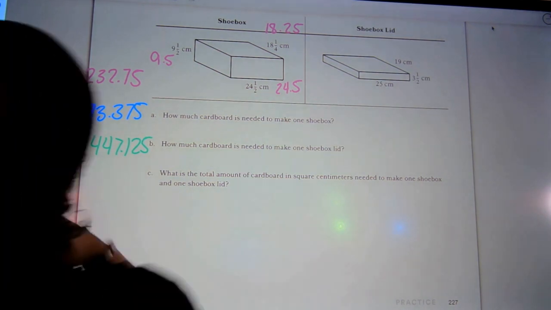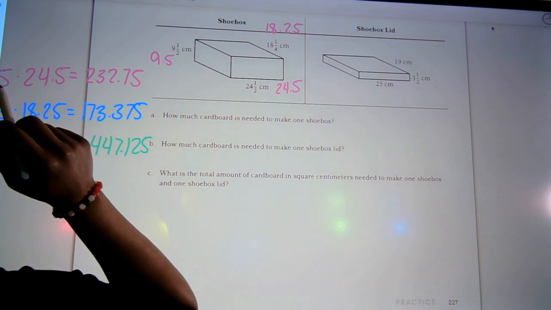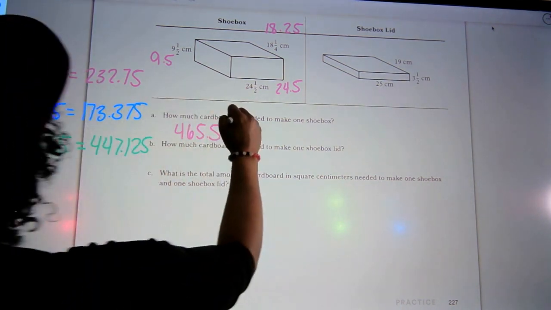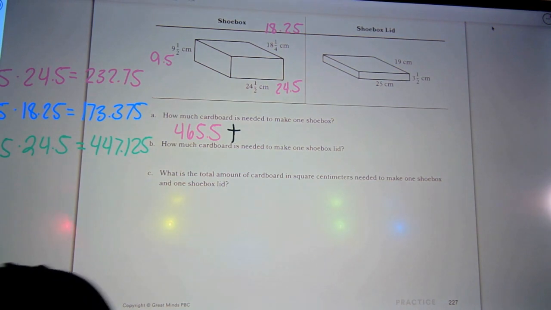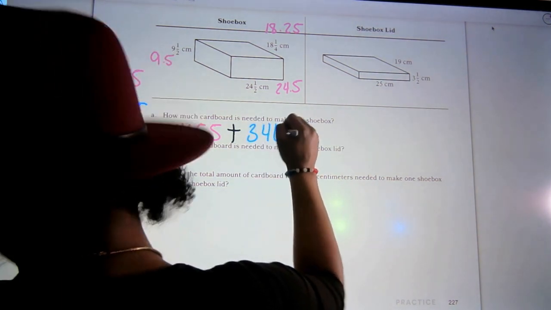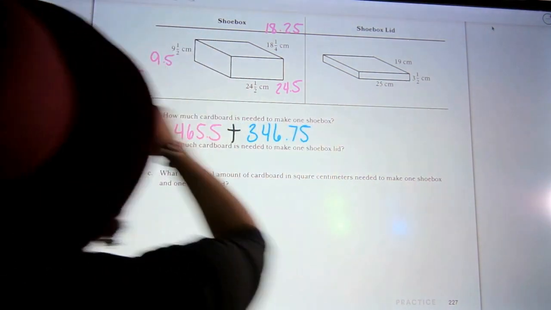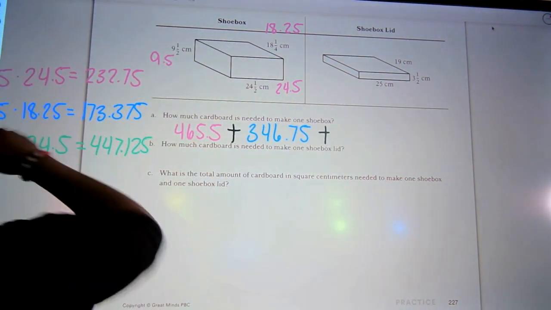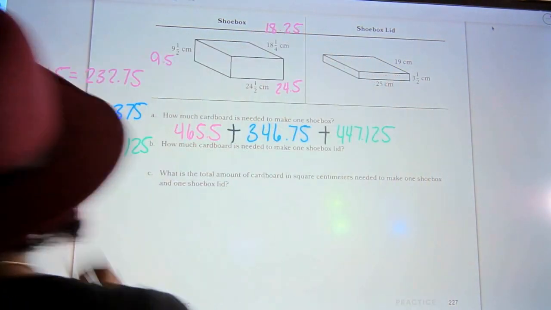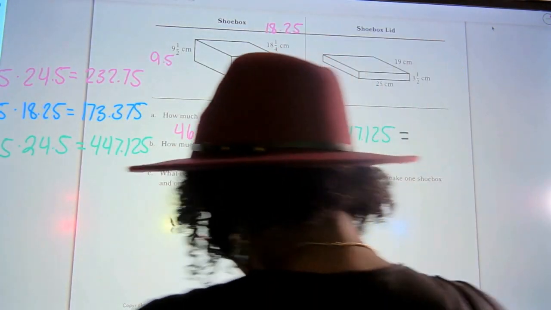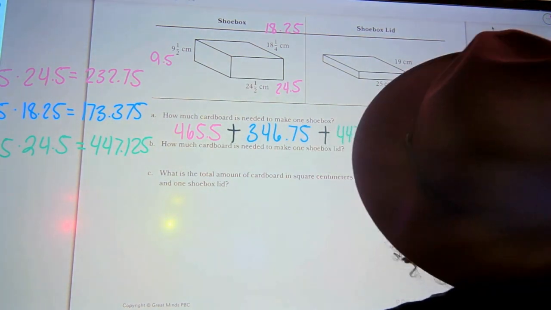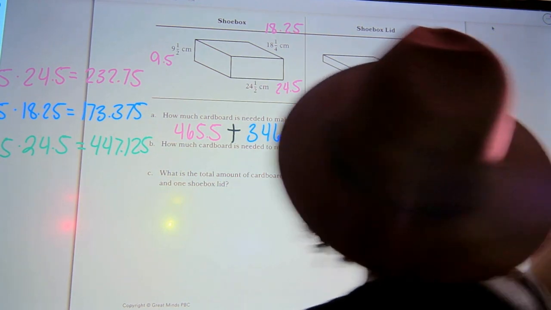So we have 232.75. So we have 465.50. Then we want to add, we're going to go to the blue, which is 173 and 375 thousandths. When we multiply that by 2, we get 346 and 75 hundredths. And then we want to just add the green to that amount, which gives us 447 and 125 thousandths. And we have a grand total of 1,259 and 375 thousandths, or 3/8.